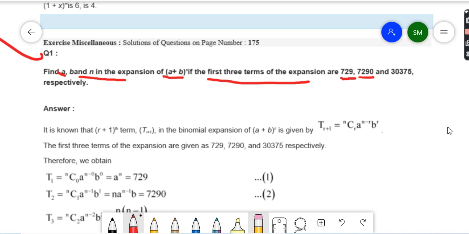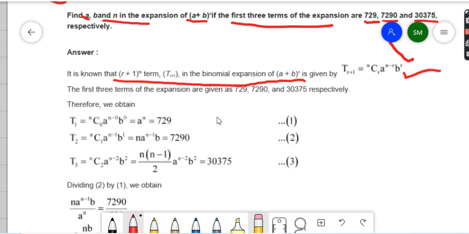where the first 3 terms of the expansion are 729, 7290 and 30375. Okay, so once again you can see we are using the same formula that we already used in exercise 8.2. The (R+1)th term, T(R+1), is equal to NCR A^(N−R) B^R. So if you want to find the (R+1)th term, this is the formula. Now I want to find the first term, so put R equal to 0 and you will get the first term.